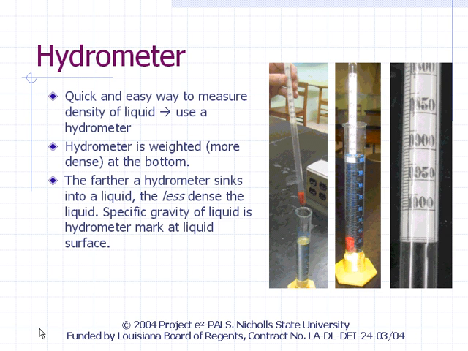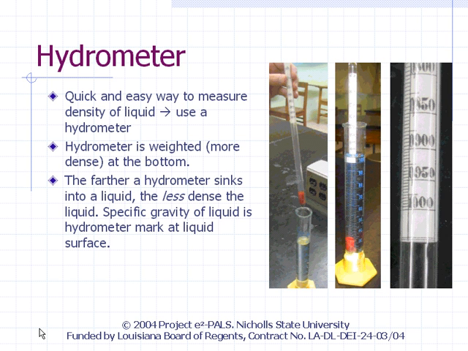A hydrometer is a convenient instrument to use for measuring densities of liquids. It is essentially a long tube that is weighted at the bottom. To use a hydrometer, simply put it in the liquid. The specific gravity of the liquid corresponds to the mark at the liquid surface.